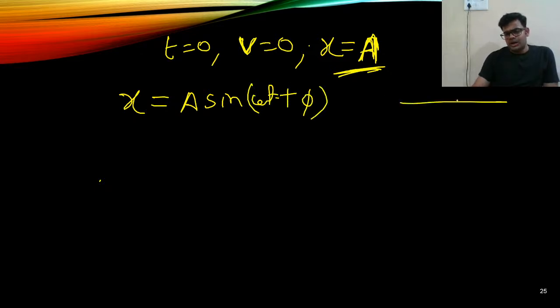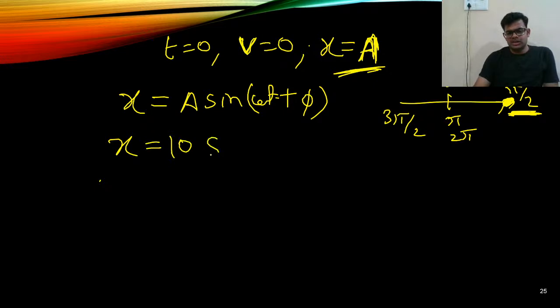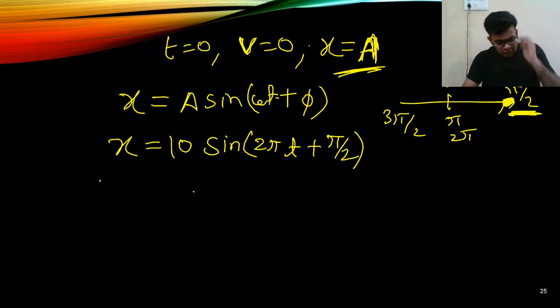Okay, we know one thing. Here angle is 0, here is pi by 2, here is pi, here is 3 pi by 2, and here 2 pi. So here I will say at extreme position the particle is starting from here. So the value of phi I will write pi by 2. The x is equal to 10 centimeter sine omega t, value of omega is 2 pi, into t plus value of phi is pi by 2. That's all. So this is the very simple thing you need to remember.